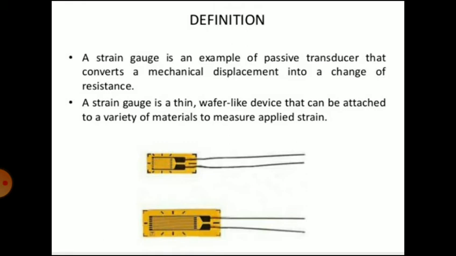So, a strain gauge is an example of a passive transducer that converts a mechanical displacement into a change of resistance. A strain gauge is a thin, wafer-like device that can be attached to a variety of materials to measure the applied strain. So by using strain gauges, you can measure the strain that is applied on a component.